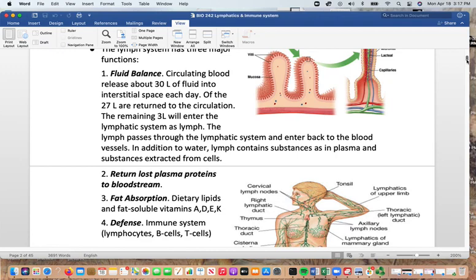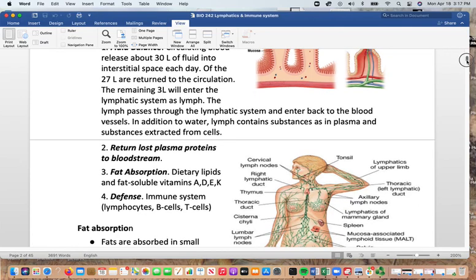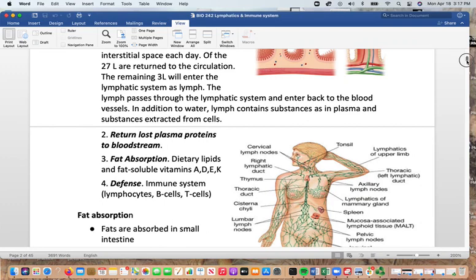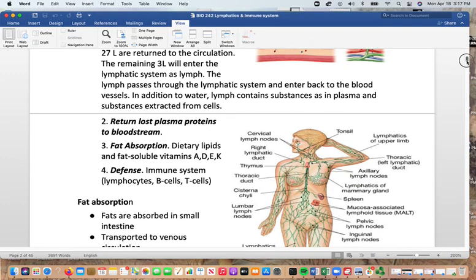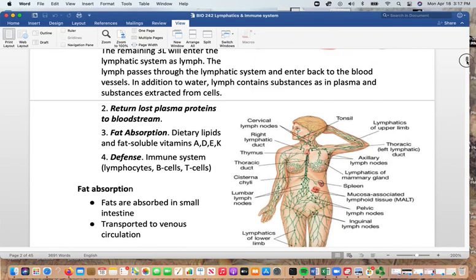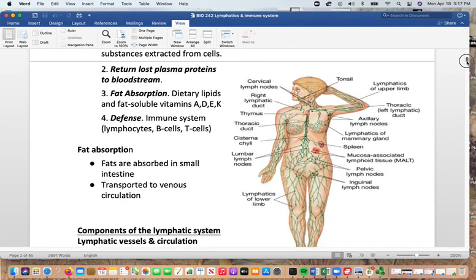The lymph is going to pass through the lymphatic system and go back into the blood vessels. So in addition to water, your lymph is going to have some of the plasma proteins and other substances extracted from cells. So because we can't leave it all in the tissues, that would cause miserable swelling. You are going to return lost plasma proteins into the bloodstream, and that goes with the liquid. Again, this is another picture here showing lymphatic vessels, as well as some of your lymphatic organs and tissues.